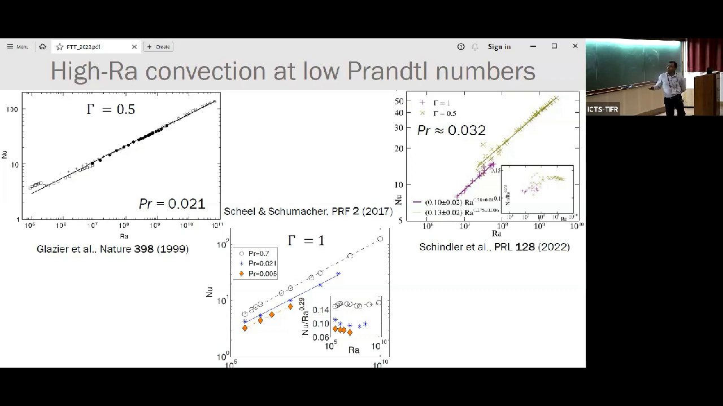So as you can see, the maximum Rayleigh number which could be explored is lower as you go towards lower Prandtl numbers, because the fluid is highly inertial, highly turbulent. You have to resolve many very small time scales and length scales, and it becomes formidable.